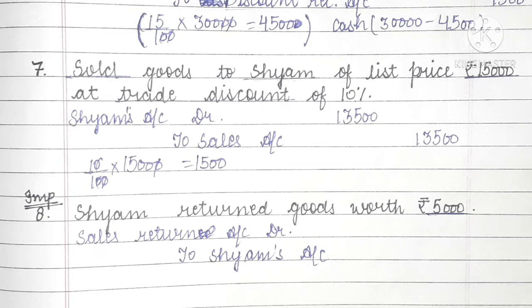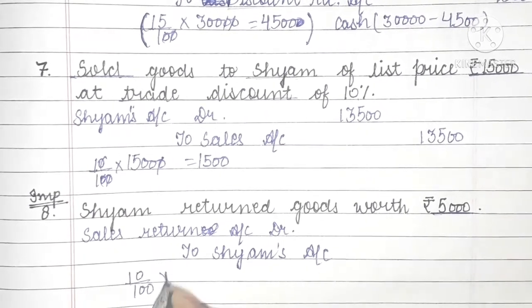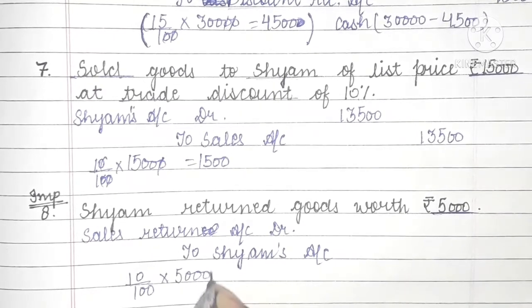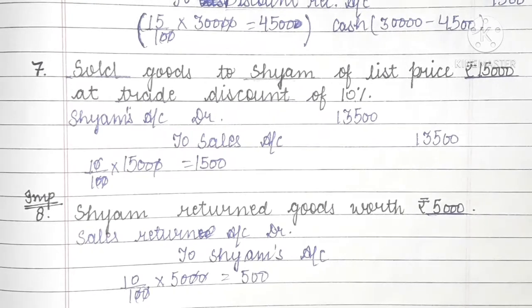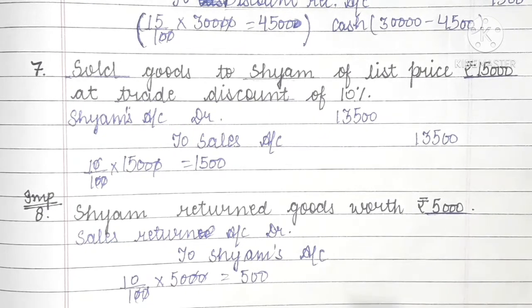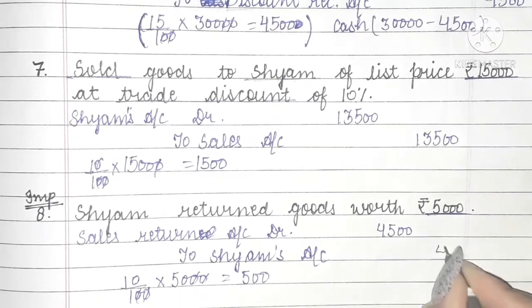So we will calculate the 10% of trade discount and record the amount by subtracting that discount from this 5,000. So 10% of 5,000 is rupees 500. Hence the amount will be 5,000 minus 500, which is 4,500.